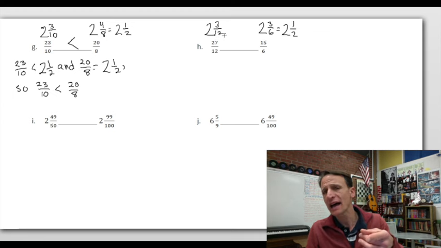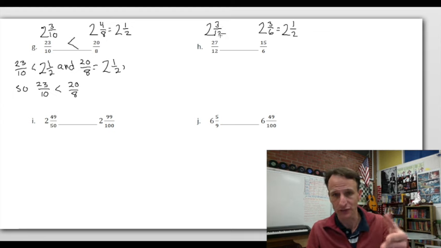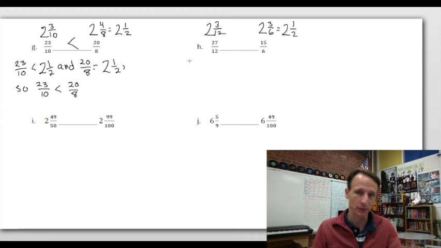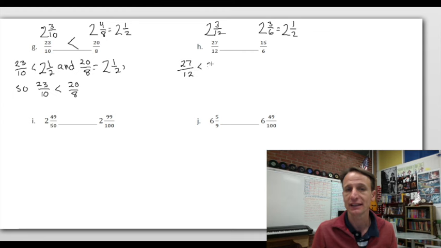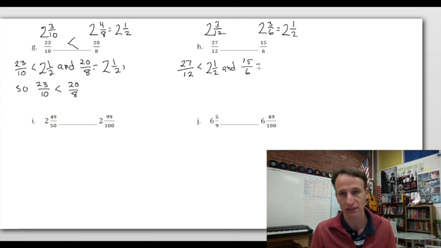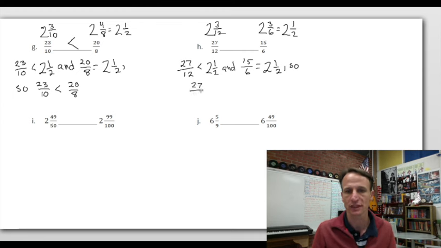How many 12ths would be 1/2? That would be 6 12ths. So this is less than 2 1/2. So our explanation here is identical to the one previous, which is to say that, hey, 27/12 is less than 2.5, and 15/6 is actually, just like in the last one, equal to 2.5. So what does that tell us about the numbers here? Well, it's saying that 27/12, that's less than 2.5. The other one is 2.5, so it's less than 15/6. And that's the answer we'll write here, less than.